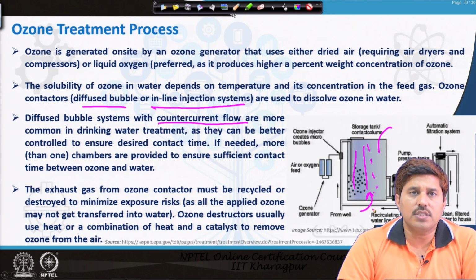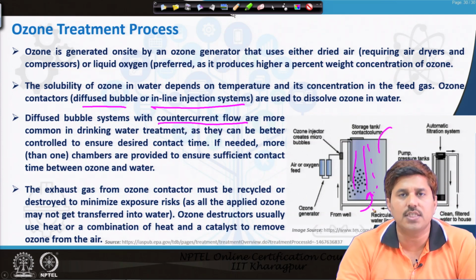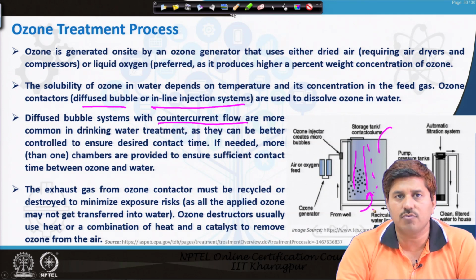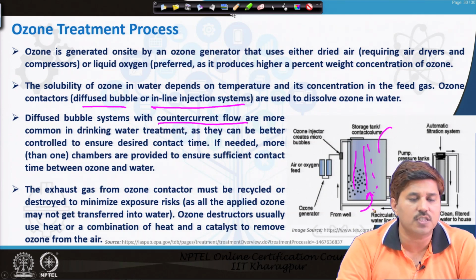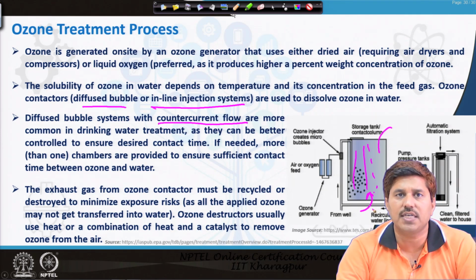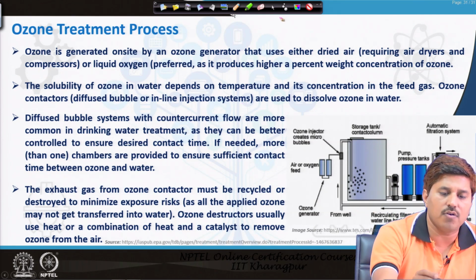One of the issues with ozone systems is the efficiency of the ozonation process. Whatever ozone we are generating and how much it is getting dissolved in the water, it may not be 100%, and then we may get exhaust gas which might contain ozone, and it can lead to the exposure risk of the ozone. So proper safety must be taken care of, and ozone destructors which usually use heat or a combination of heat and catalyst may be used to remove the ozone from the exhaust air which is coming out of these systems.